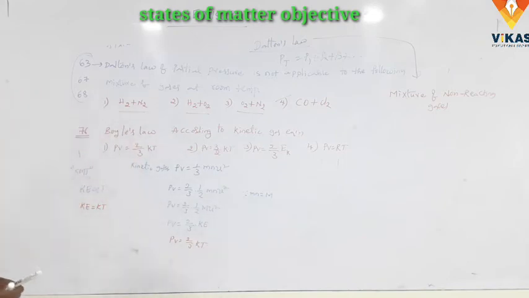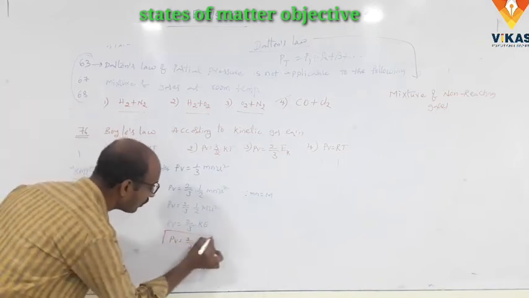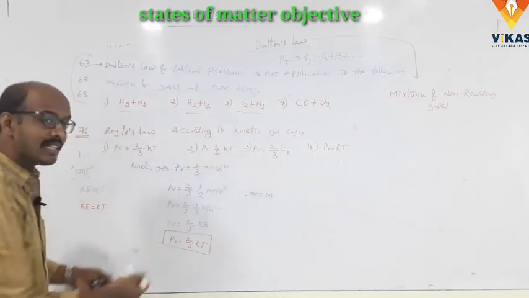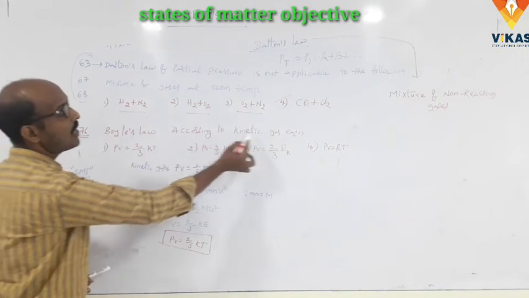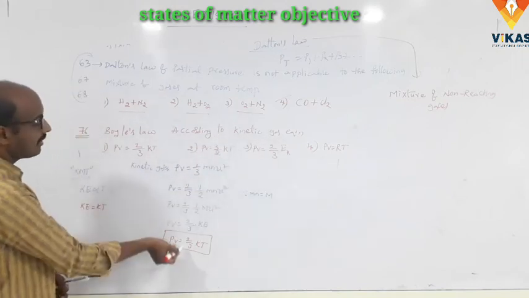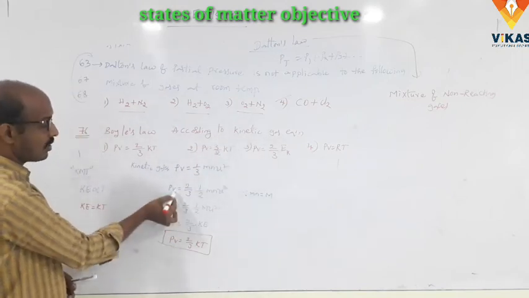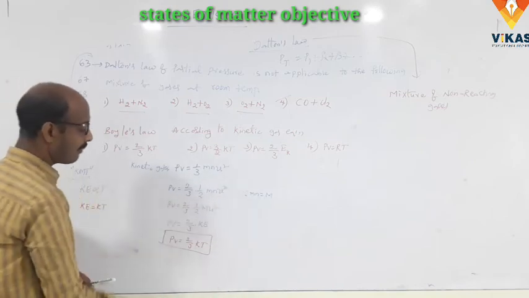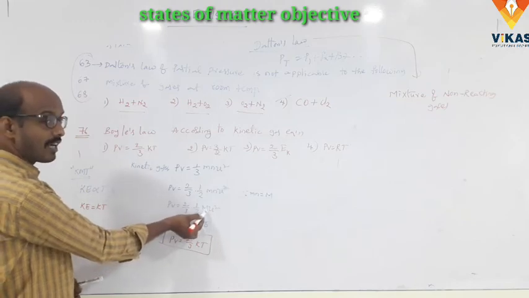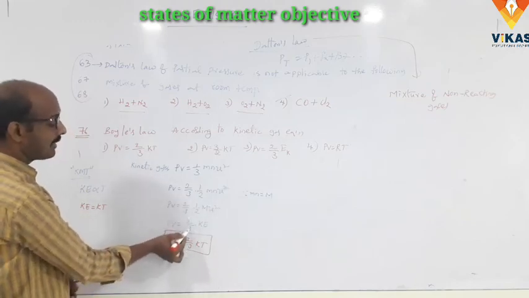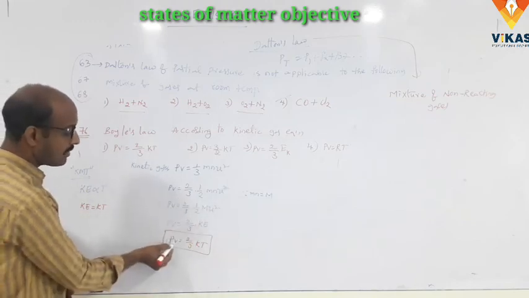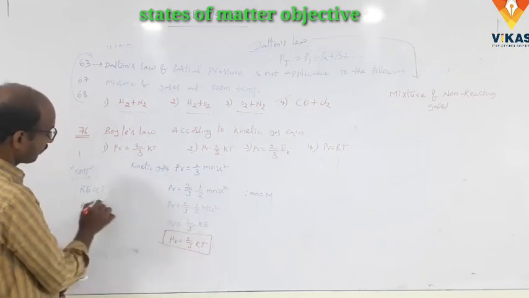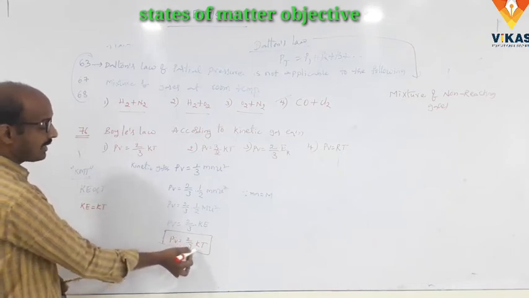Okay. So our last question: PV is equal to 2/3 KT. And among these four options, which one is the correct one? Here, Boyle's law according to the kinetic gas equation. So we derive Boyle's law from the kinetic gas equation. PV is equal to 2/3 into 1/2 m n mu square, and here small n is equal to capital M, so PV is equal to 2/3 into 1/2 capital M mu square. So PV is equal to 2/3 into KE, and finally PV is equal to 2/3 into KT. So KE is directly proportional to KT. Okay, so PV is equal to 2/3 KT.